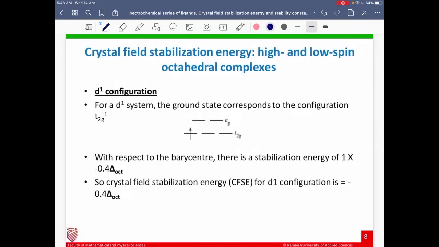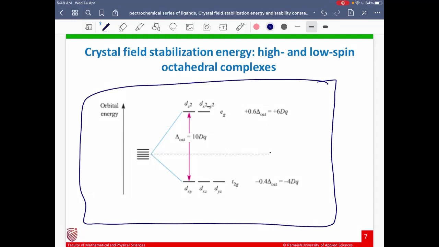We'll consider a d1 configuration system, which means the central metal atom or ion has only one electron in its d orbital. So in the ground state, we can represent the configuration as t2g1, and in eg definitely there will not be any electron. With respect to the barycenter, only one electron is present in the t2g orbital.